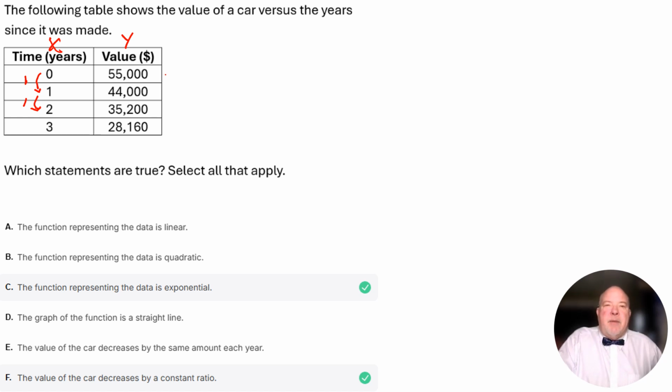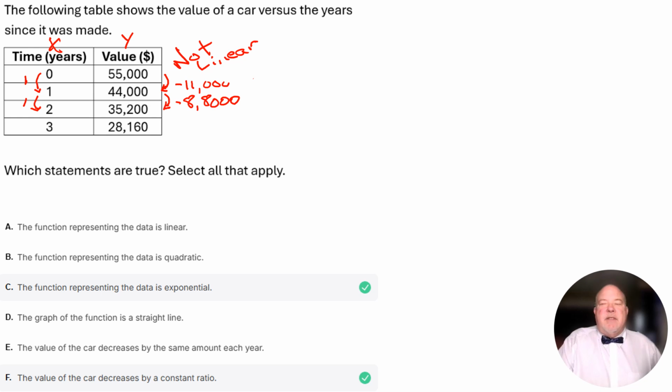So now I'm going to look at the y values, and I'm going to use subtraction here to see how much this changed by. You can see in this first set, it went down by $11,000, so minus 11,000. Then I look at the next change, and that one went down by 8,800. Since those are not consistent, that tells me that this data is not linear. If it was linear, it would change by the same amount each time. So it's not linear.